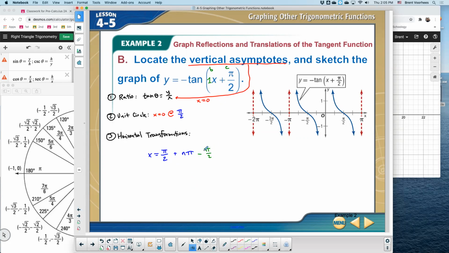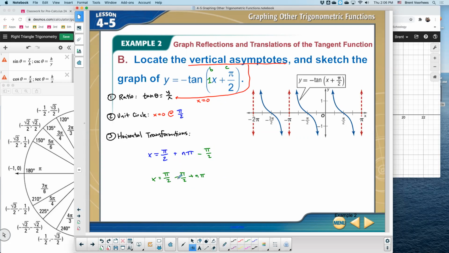Now subtracting is different. We don't subtract by distribution. You remember your old school rules? We multiply by distribution, that's correct. But we don't subtract by distribution. So what do I mean by saying that? I'm saying let's regroup these to make it easier. I'm going to have pi over 2 minus pi over 2 plus n pi. I just reordered it.